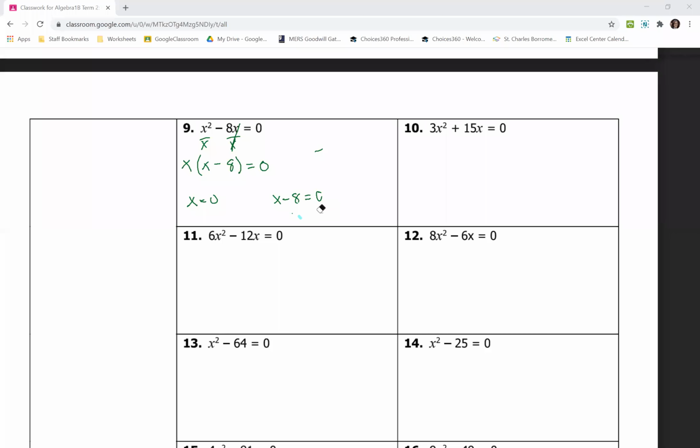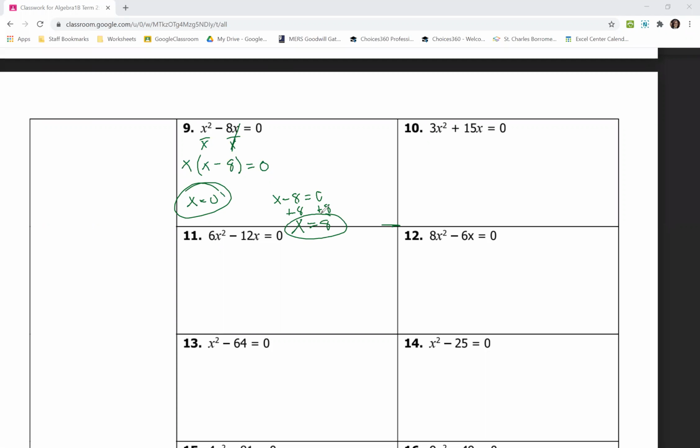Okay, this first one over here, x equals 0, is already solved. It could not be any easier. You don't have to do anything now. We know x equals 0. Here, all you have to do is add 8 to both sides. x equals 8. Okay, so all I did was factor out a common factor of x.